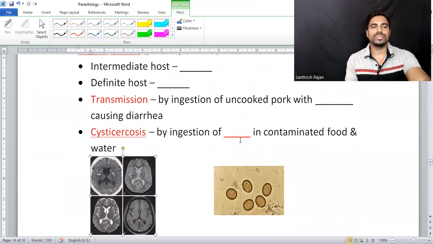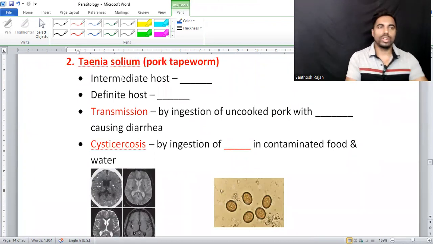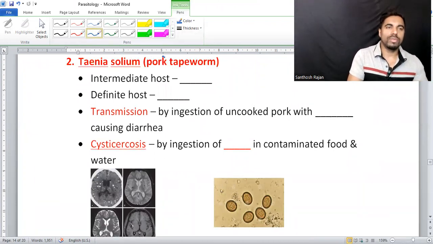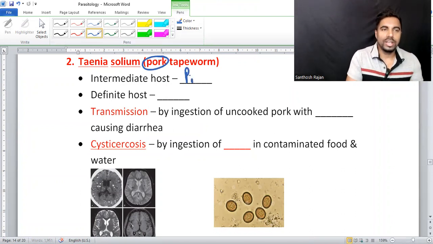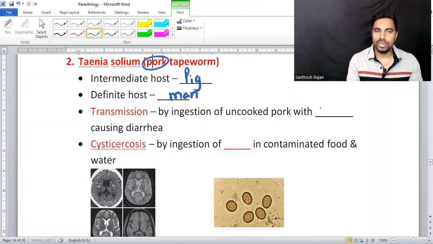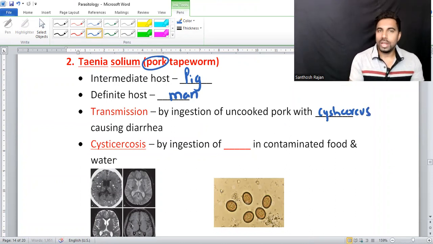Now, solium. Solium, as we told, the most dangerous one, it's otherwise called pork tapeworm. You know that already, it's the pork tapeworm. Chota naam hai, so pork hota hai. Intermediate host is again the pig, and definite host is the man. Transmission, again, ingestion of the pork, cysticercus cellulosae. But yeh toh normal hai. Usually ends in diarrhea, abdominal discomfort, usual.